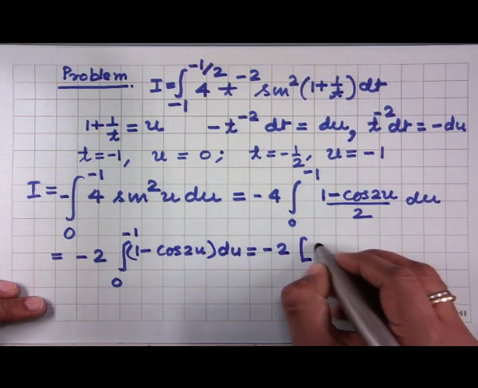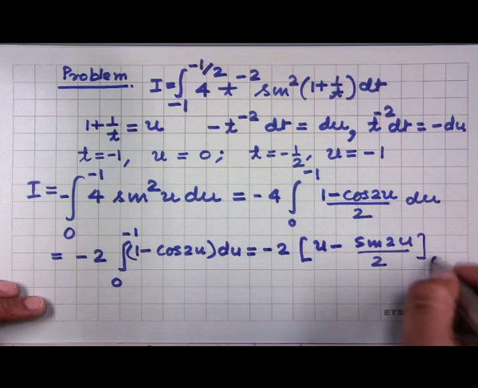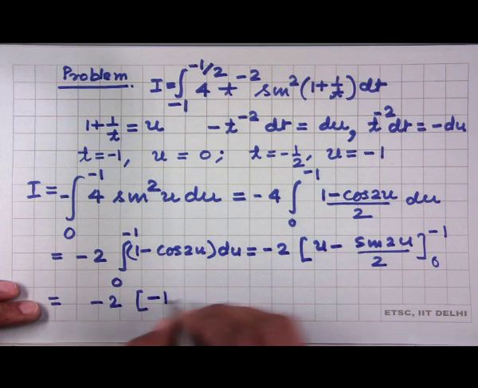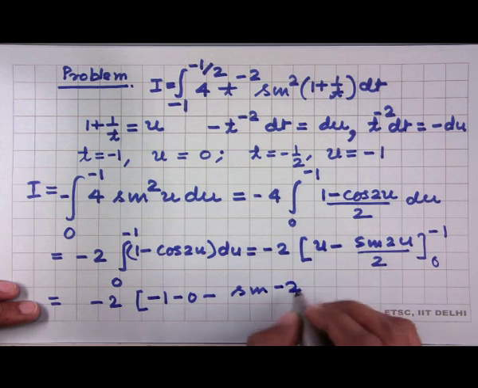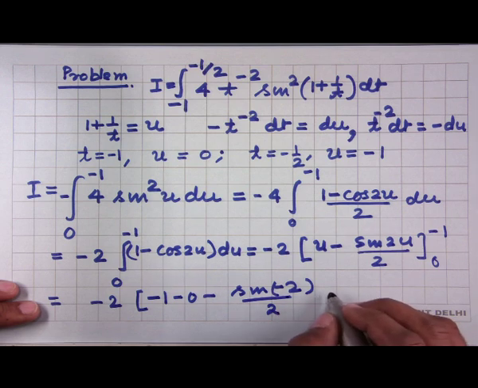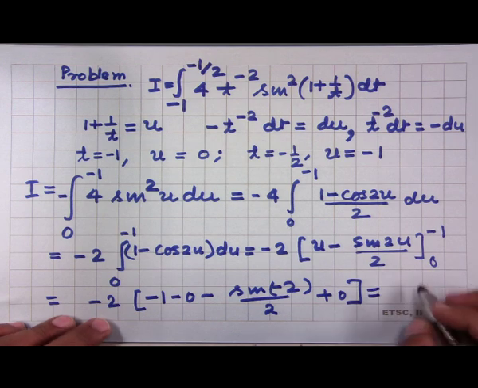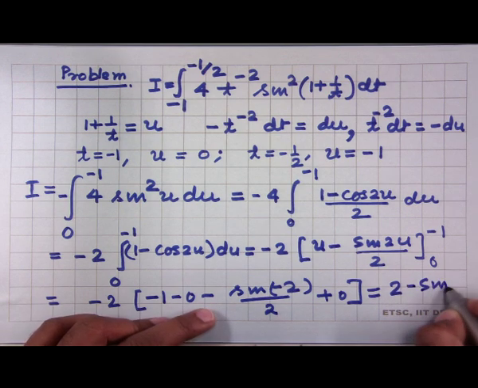minus 2 times u minus sine 2u by 2, from 0 to minus 1. So this will give you minus 1 minus 0 minus sine of minus 2 by 2 plus 0. So the value of the integral is finally 2 minus sine 2.